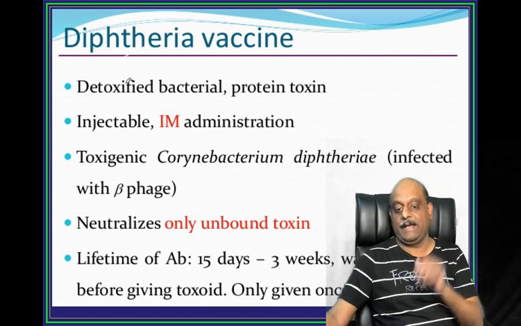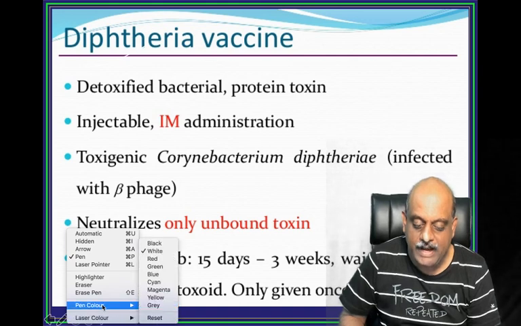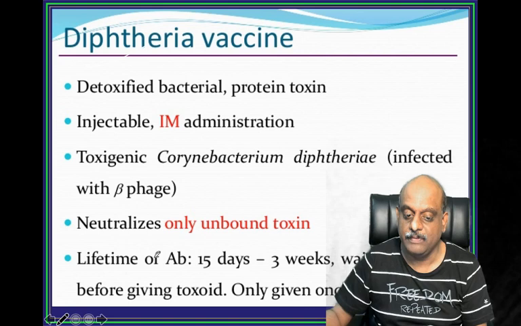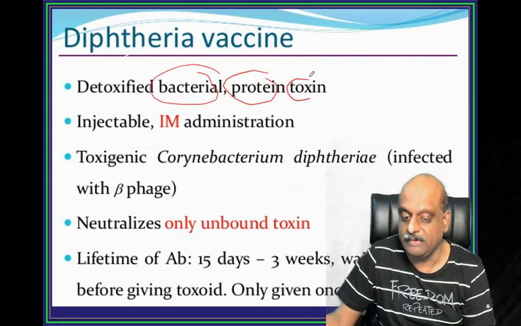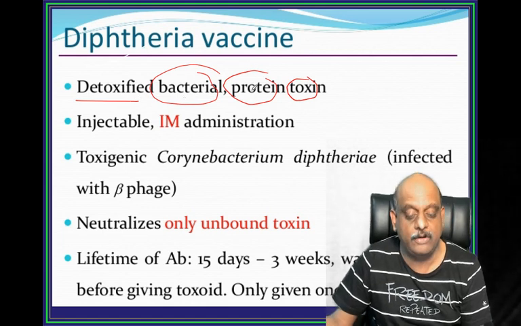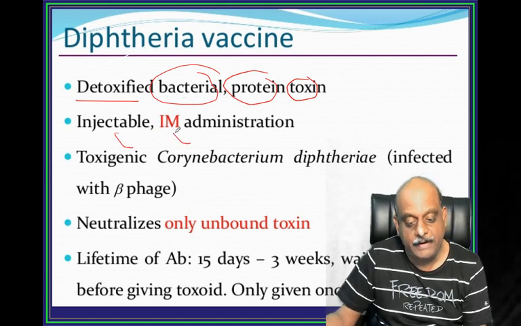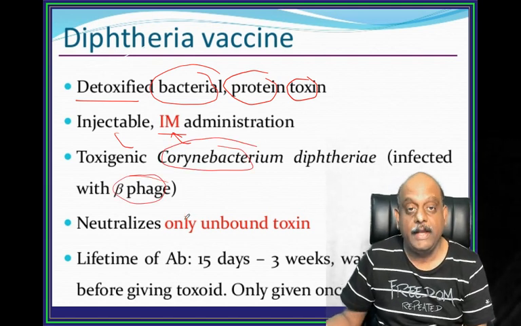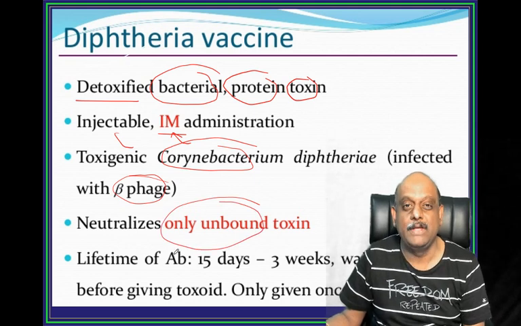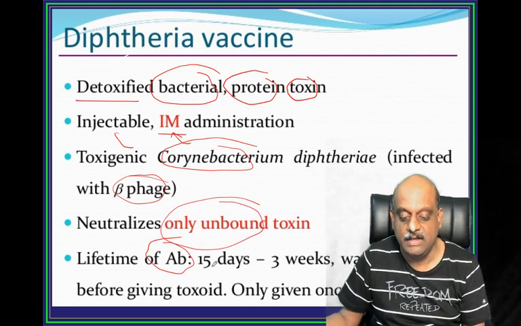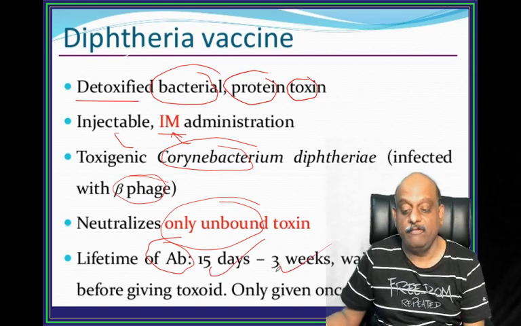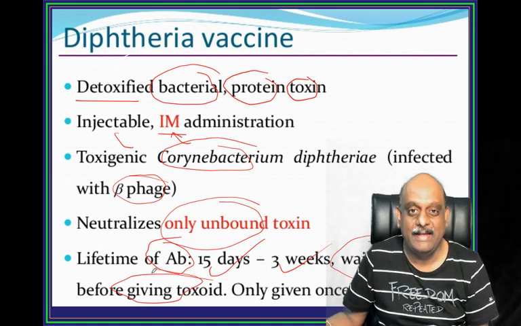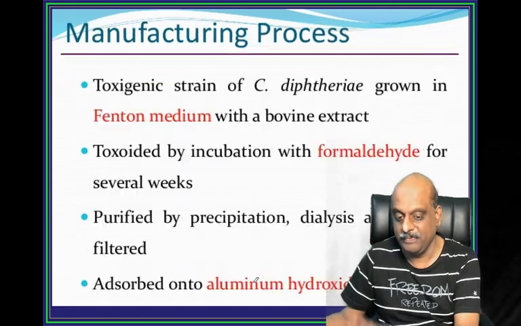Now let us talk about diphtheria. Diphtheria vaccine, 10 points about each of it. It is a bacterial protein toxin, a detoxified bacterial protein toxin. It is injectable intramuscularly, from toxigenic Corynebacterium which is infected with beta phage. It neutralizes only unbound toxin and the lifetime of the antibody is 15 days to 3 weeks. Wait 3 to 4 weeks before giving toxoid. That is very important. And this is given only once.